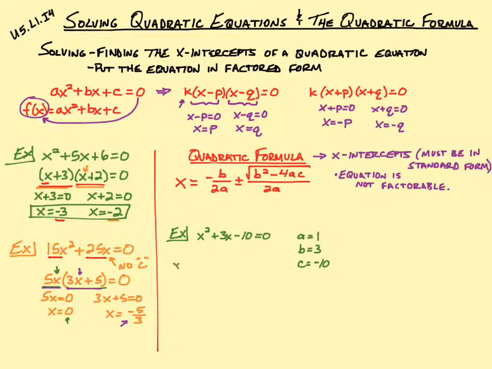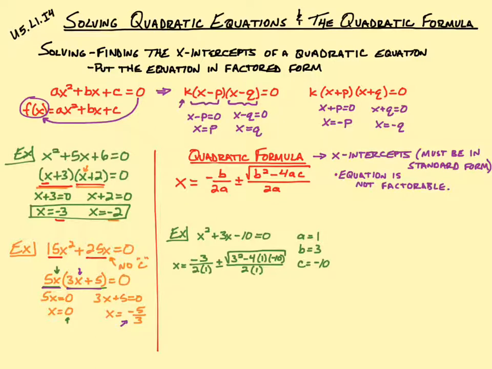So all we're going to do is plug this into our equation. Negative 3 over 2 times 1 plus or minus, now we've got this square root of b squared minus 4ac thing. So we've got the square root of 3 squared minus 4 times a, which is 1, and c is negative 10, and all that's divided by 2a.